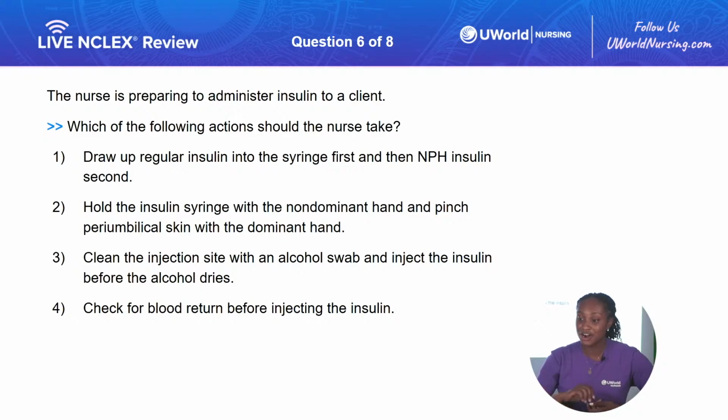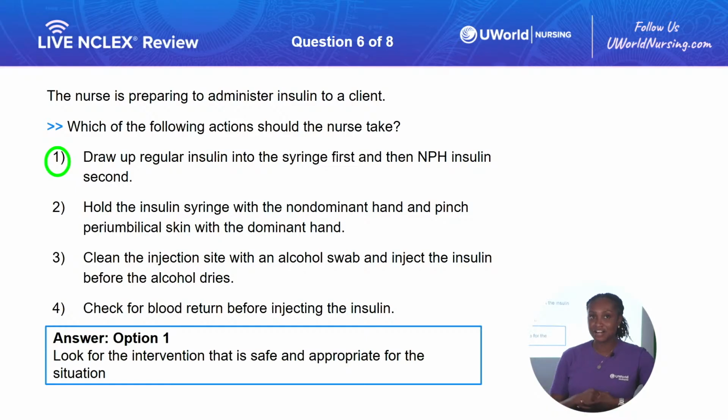RN, like our licensing, or like our credentials, I should say. Good job. That is correct. Option 1, draw up regular insulin and then NPH. Just like our credentials, always draw up R and then N, regular insulin, then NPH, or clear to cloudy.